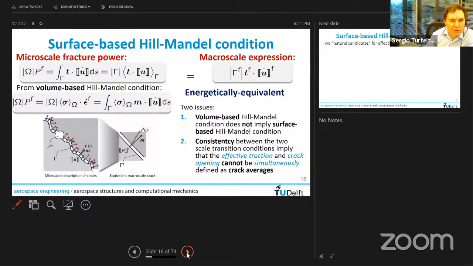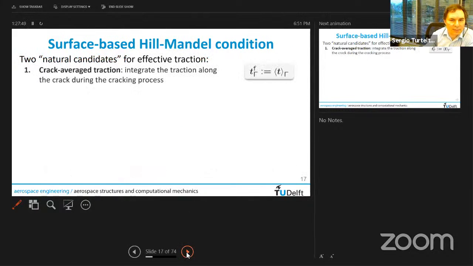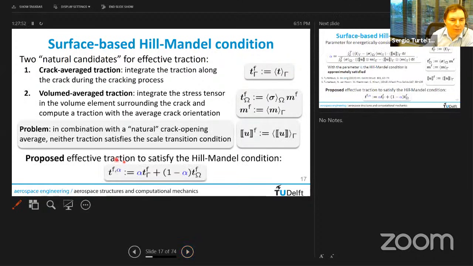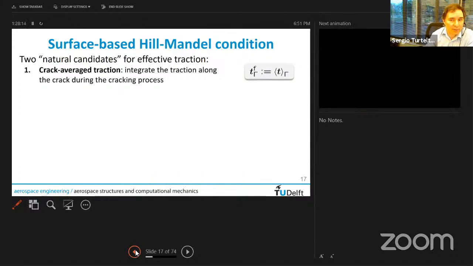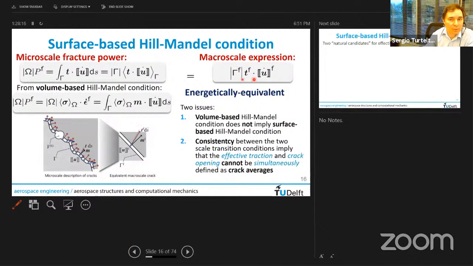And so this so-called method that I have here, this approximate method, says I define the effective traction as a linear combination of a crack average and a volume average traction. And why is it approximate? Because if I define the traction this way, I know ahead of time that this quantity will not be equal to this one. It will be close. That's the approximation. It's close, but it's not equal.